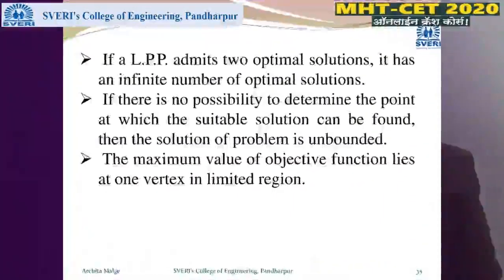If an LPP admits two optimal solutions, it has an infinite number of optimal solutions. If there is no possibility to determine the point at which a suitable solution can be found, then the solution of the problem is unbounded. The maximum value of the objective function lies at one vertex in the bounded region.